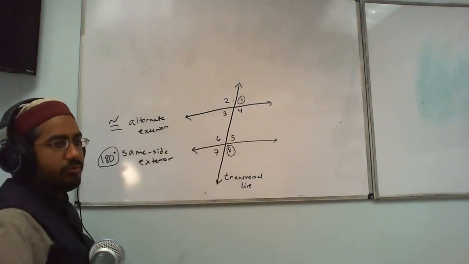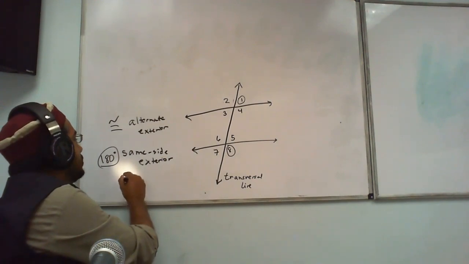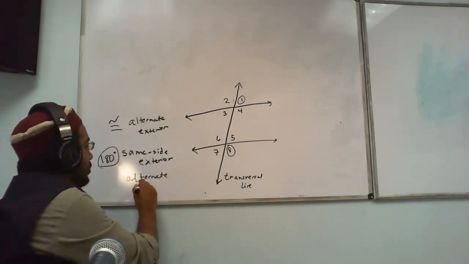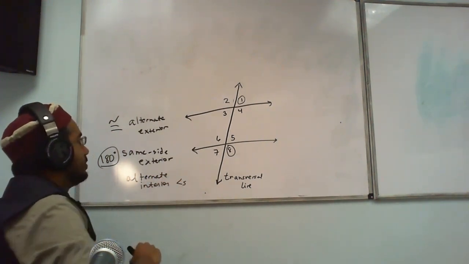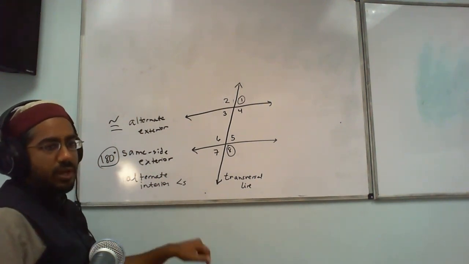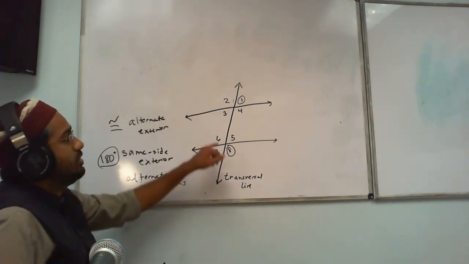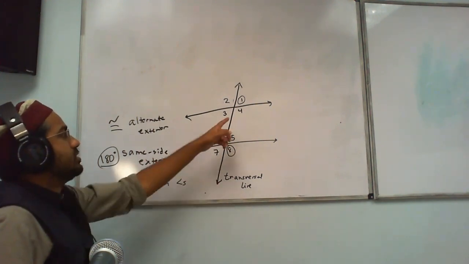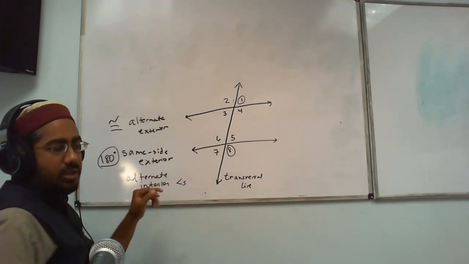So we're going to talk about 4 and 5. All right. So what about this one? Alternate interior angles. Take a look at this one. Can you name for me a pair of alternate interior angles? 3 and 5, right? What's another pair? 4 and 6, right? So what's going to be their relationship? Congruent or 180?